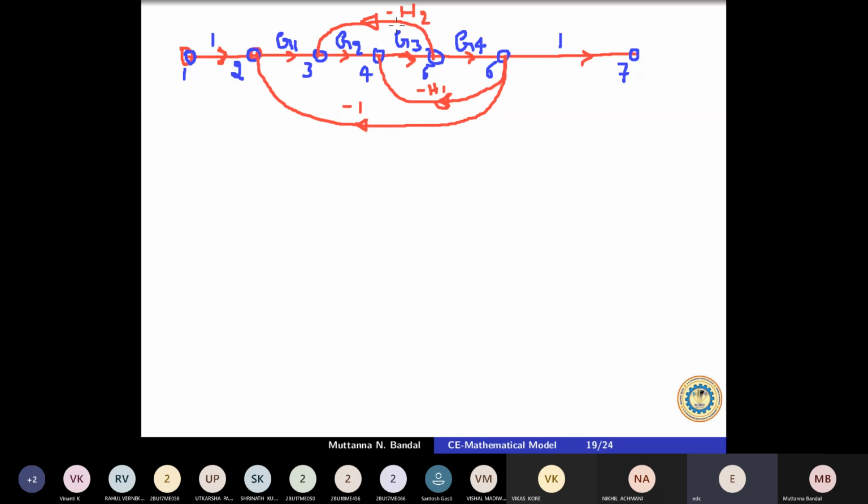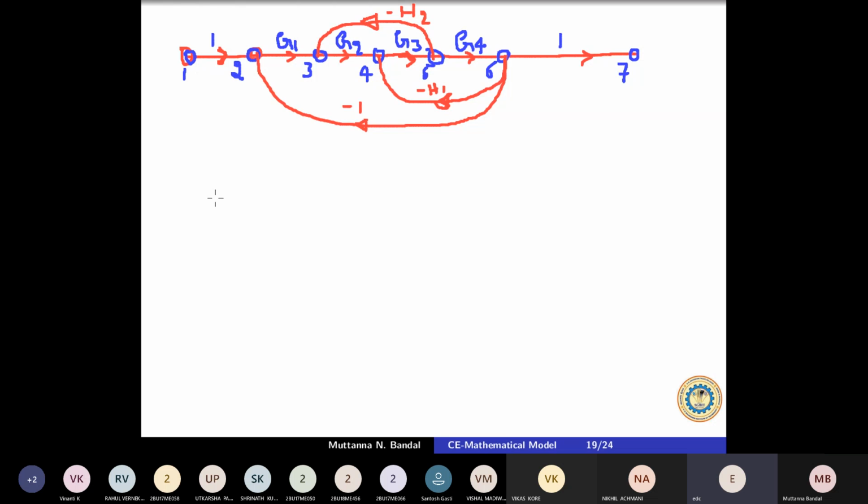And also there are 3 feedbacks, wherein from 5 to 3 it is minus H2, from 6 to 4 it is minus H1, and from 6 to 2 it is minus 1. Okay, now you recall the things that I referred to in the formula. There was something called a forward path. Now I have to identify how many forward paths are there. Forward path means it should go in one single direction. There should not be a reversal of the signal. That we call a forward path.